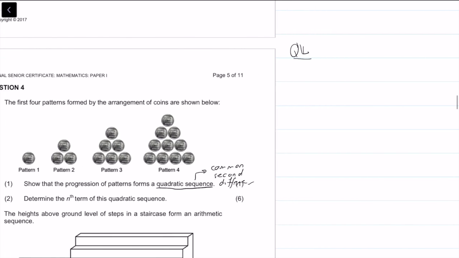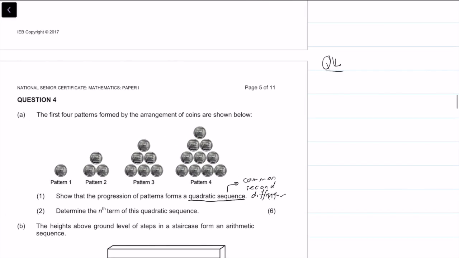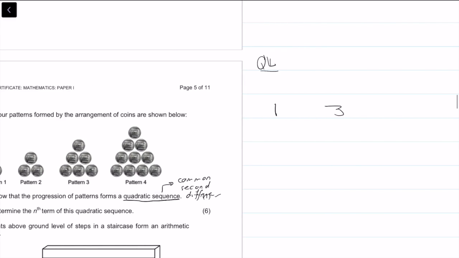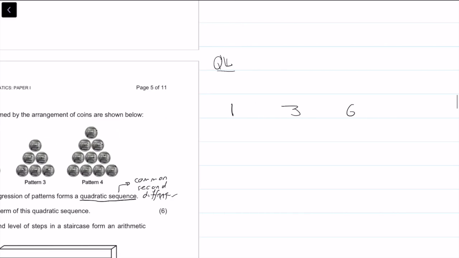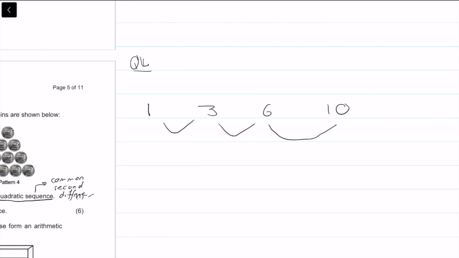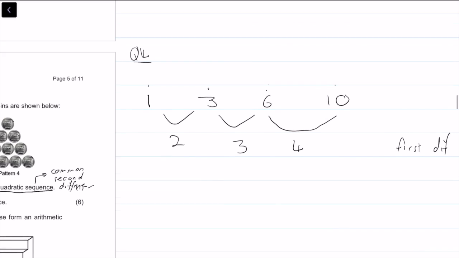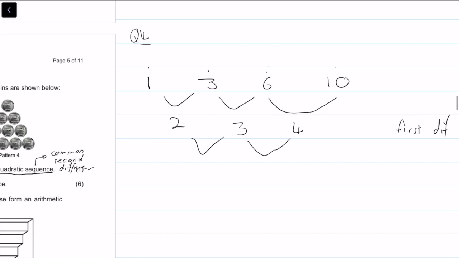So what we're going to start off with is looking at the coins, obviously. Pattern 1 starts with 1 coin, the next one has 3 coins, the next one has 1, 2, 3, 4, 5, 6 coins, and the next one has 1, 2, 3, 4, 5, 6, 7, 8, 9, 10 coins. So we're looking at the first difference, and that's going to be 3 minus 1, which is 2, 6 minus 3, which is 3, 10 minus 6, which is 4. Then we're going to subtract these terms again, and we get our second difference.